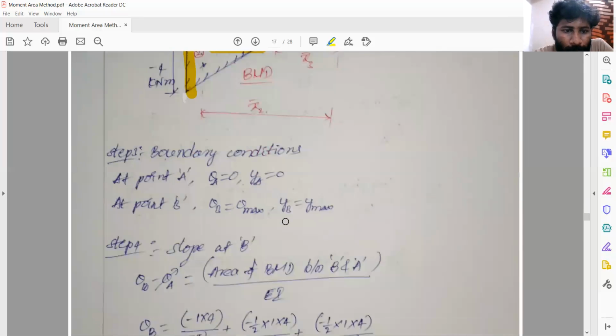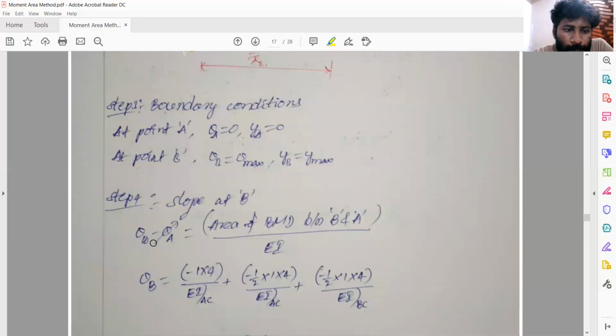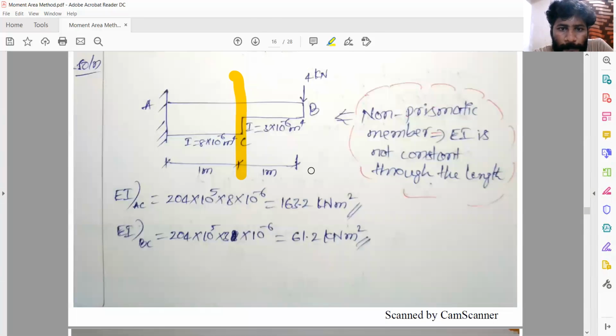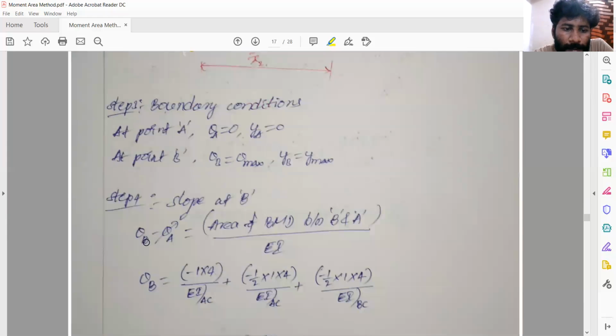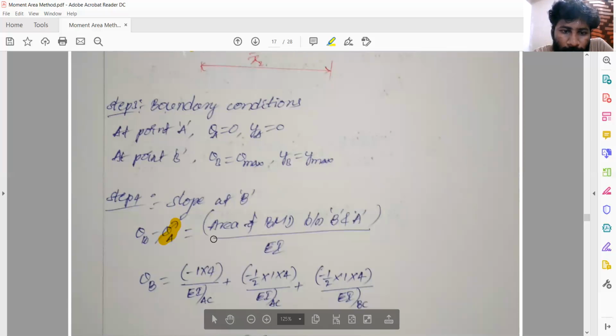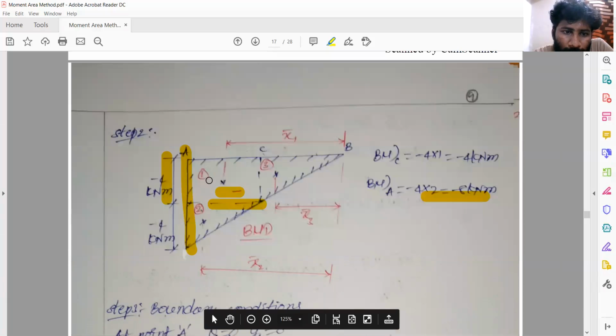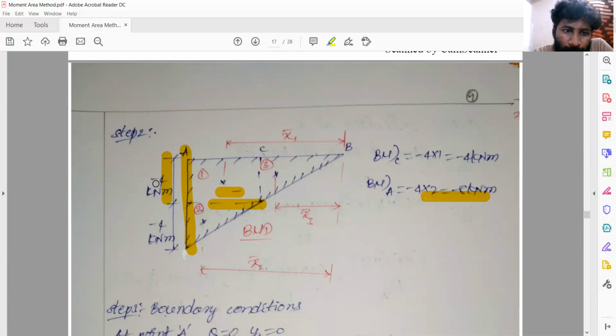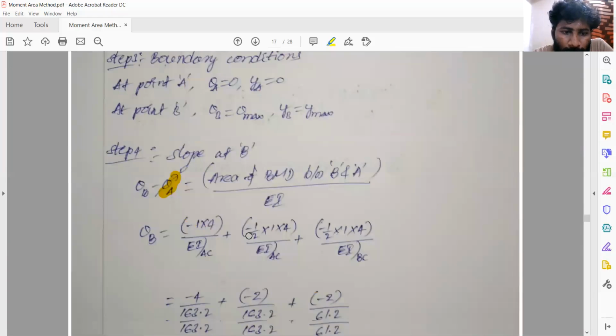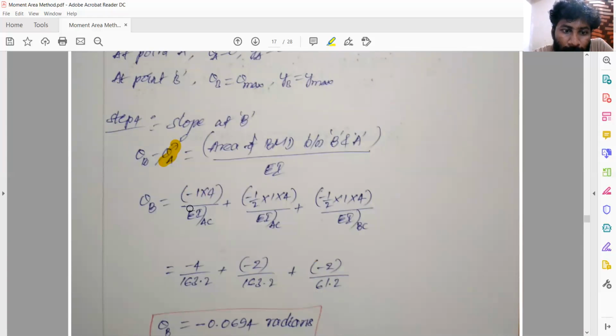We already know that we want to find the slope at the free end. So theta B minus theta A, where theta A is already 0, is equal to the area of the BMD between B and A divided by EI. How many areas are there? You can see this is area 1. Area 1 is minus 4 into 1 meter, written here, divided by the corresponding flexural rigidity of AC.